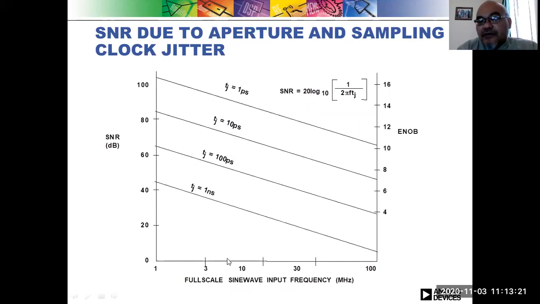When your input signal has higher frequency, for example up to 100 megahertz, the signal to noise ratio will decrease even further. So even with 1 picosecond of jitter, with 100 megahertz of input frequency, from more than 100 decibel it decreases to a little bit more than 70 decibel of signal to noise ratio. So this is the effect of clock jitter, inaccuracy or noise in the clock.